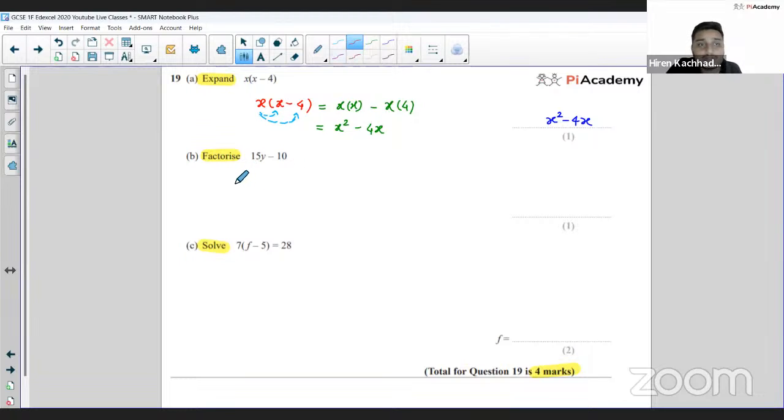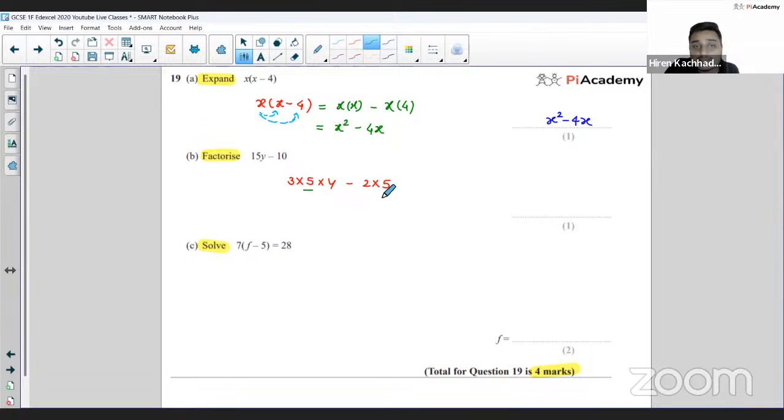So factorize. From expansion, now you need to factorize, but factorizing is just the reverse process of expansion. Here brackets were there and you expanded, entering this form. Now this is the reverse process. Basically 15y minus 10: you have to write it in factorized form, like 3 times 5 times y, and 10 is nothing but 2 times 5.